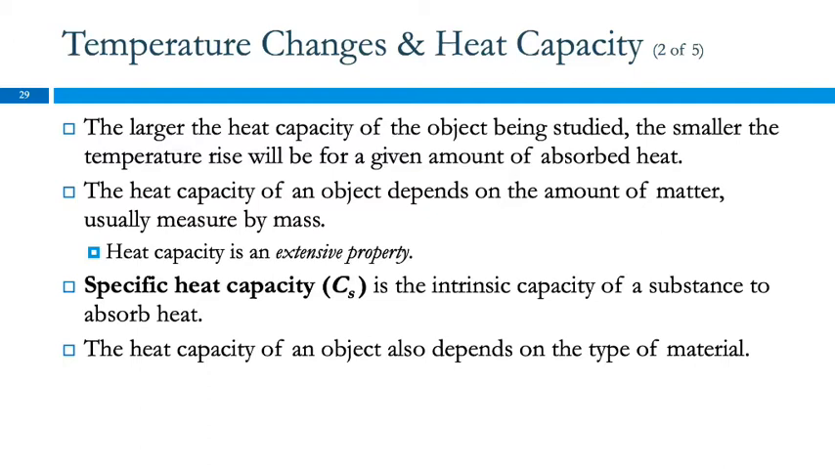Different objects, different types of material have different heat capacities. The larger the heat capacity, the smaller the temperature rise will be. The heat capacity depends on what the matter is, but it also depends on how much matter there is. So heat capacity is an extensive property. Extensive properties depend on the size of your sample.